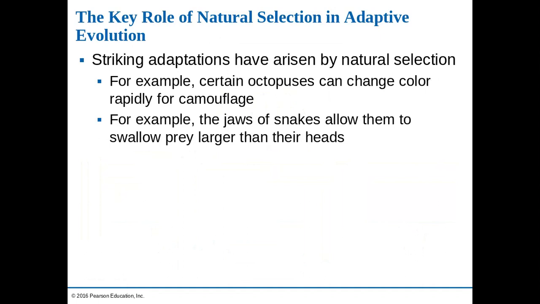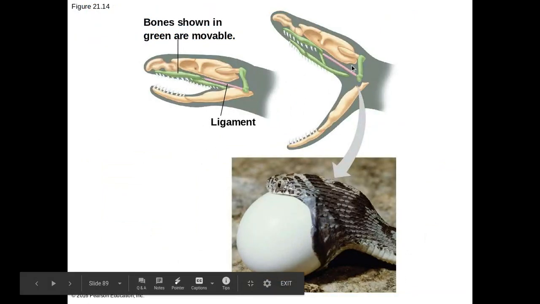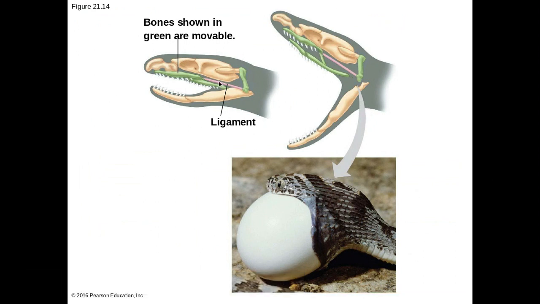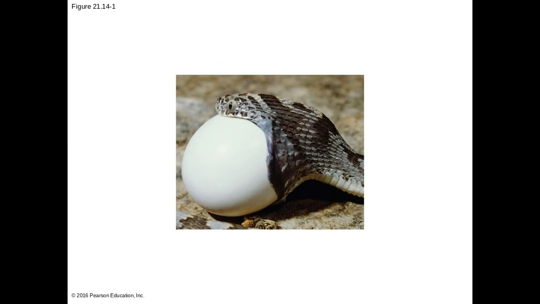Natural selection plays an important role in adaptive evolution because certain adaptations that are beneficial will continue to arise and become more common due to natural selection. For example, certain snakes have an adaptation that allows them to really stretch out their jaw and move their jaw, you can see here, and that will allow them to eat prey that's even larger than their head, which is crazy. But those snakes obviously have an advantage over snakes that cannot eat those things.